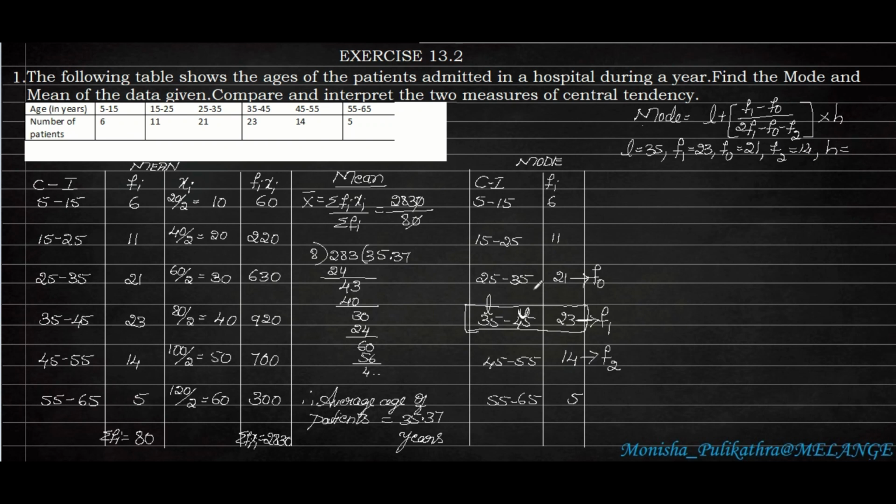Okay, we got all these things. Next is class size. Class size is the size of this class interval. To get the size of the class interval, we subtract 45 minus 35, which is 10. So 10 is the size of the class interval. Now we need to substitute all these values into this formula.